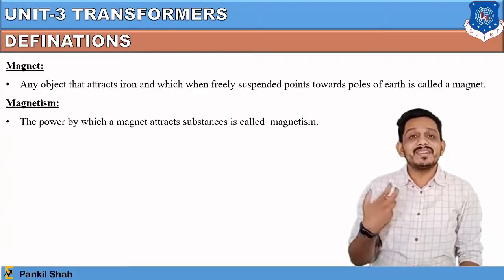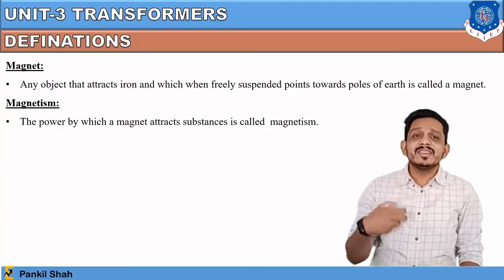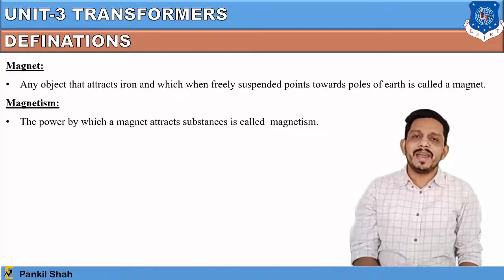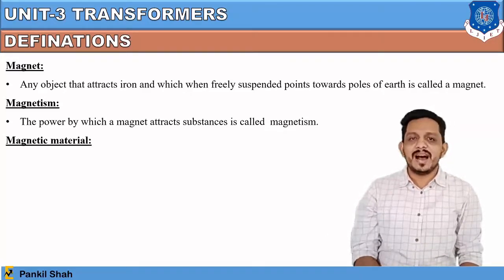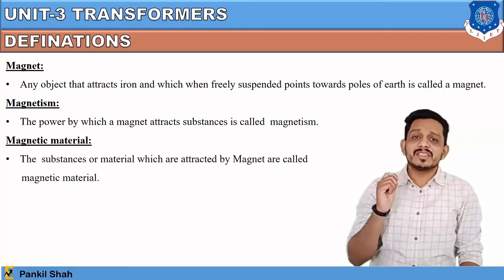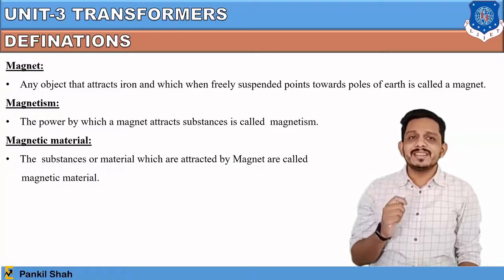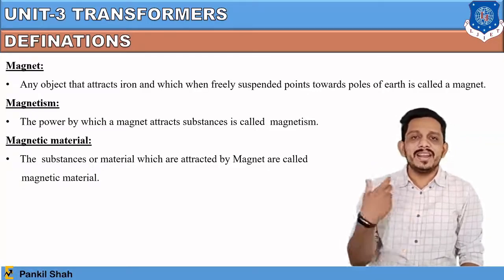Second is magnetism. Magnetism means the power by which a magnet attracts substances. Another definition related to magnetism is magnetic materials. Magnetic materials are the substances or materials which are attracted by a magnet.